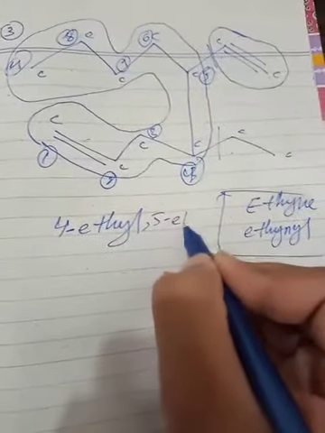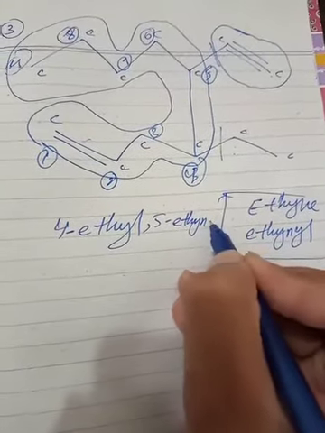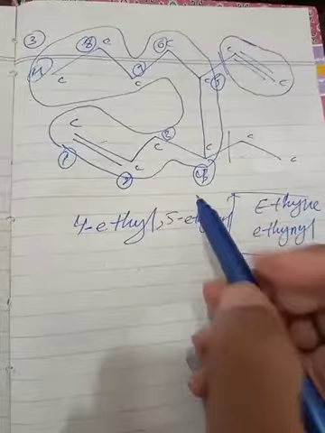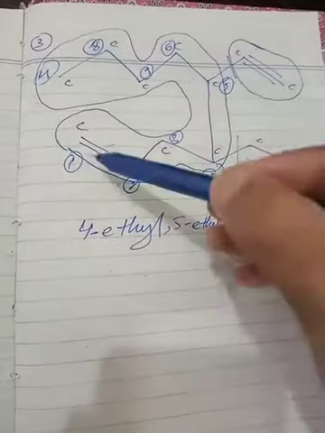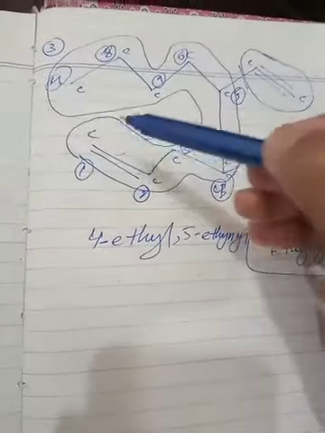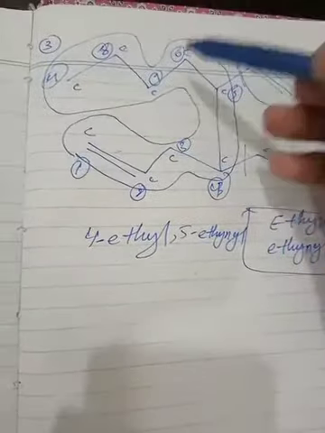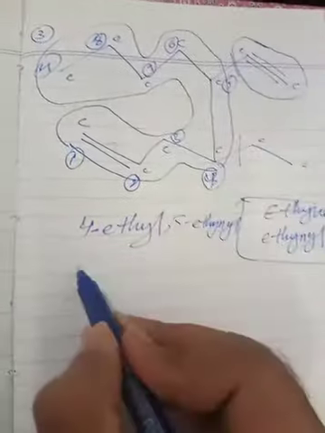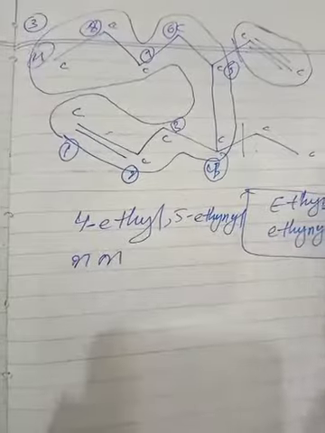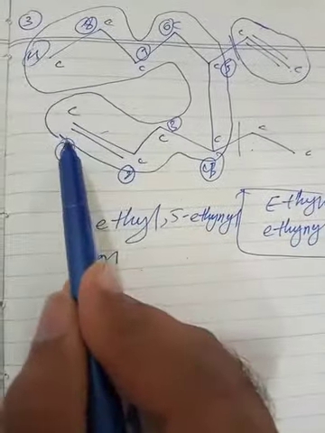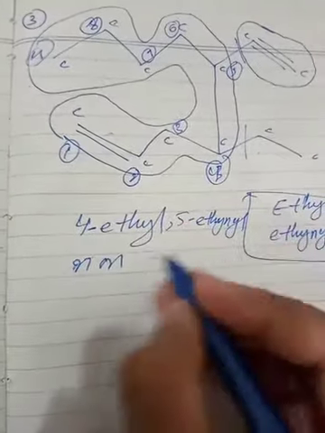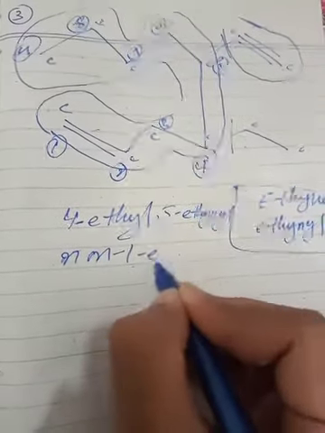So 4-ethyl, 5-ethynyl, and the name of the parent chain, 1, 2, 3, 4, 5, 6, 7, 8, 9, non. On carbon number 1 there is a double bond, so 1-ene.